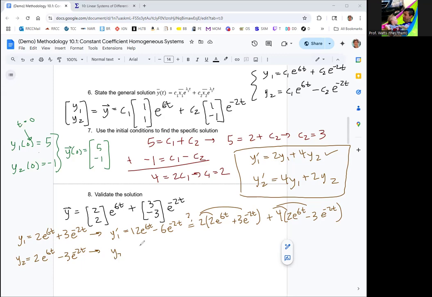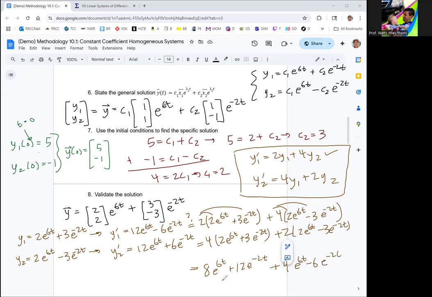So derivative of y2 is 12e to the 6t plus 6e to the -2t. And then the right side, we got 4 times y1 plus 2 times y2. Again, distributing, and then combining like terms, 8 and 4 is 12, and then 12 minus 6 is 6. And those match up as well, so we have validated the solution with the differential equation. And that concludes the example 1.